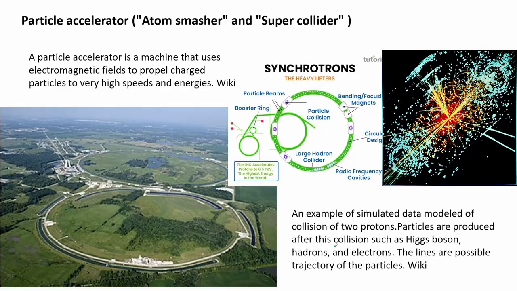One interesting study with particles moving in magnetic fields is its application in discovering other particles by using devices such as atom smashers or super colliders. A particle accelerator is a machine that uses electromagnetic fields to propel charged particles to very high speeds and energies. An example of simulated data modeled on the collision of two protons: particles are produced after this collision, such as the Higgs boson, hadrons, and electrons. The lines are the possible trajectories of the particles.